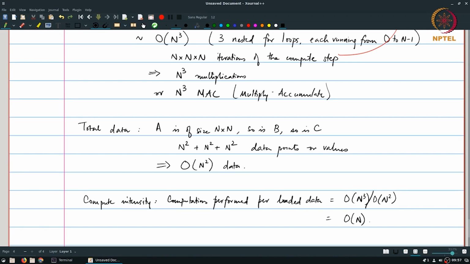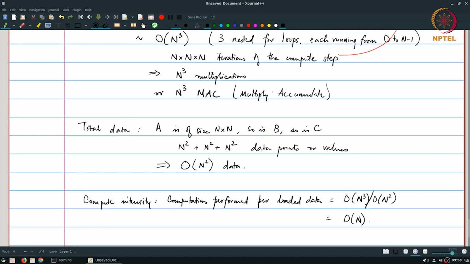Or another way of putting it is, in the ideal situation, I should only load each value of either A or B from memory into the processor one time, make use of it as many times as I need, in other words, order of n times, and then never load it again from memory, right?